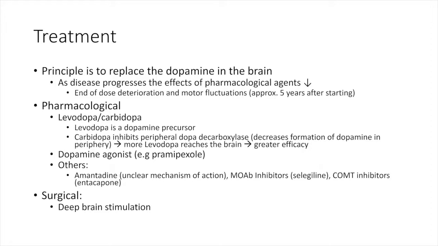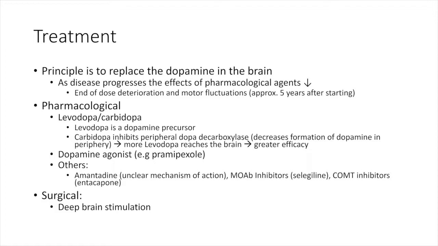So in terms of pharmacological approaches, there are a number of agents that we can use, and the most common one that is used is levodopa-carbidopa. So levodopa is a dopamine precursor. And the reason we give the combination of levodopa and carbidopa is the fact that carbidopa inhibits peripheral dopa decarboxylase, which is important for the conversion of L-dopa to dopamine. And so if we minimize the peripheral conversion of L-dopa, it means that more L-dopa will reach the central nervous system where it can exert its effects. And it also means that we use smaller doses, thereby minimizing toxicity and side effects.